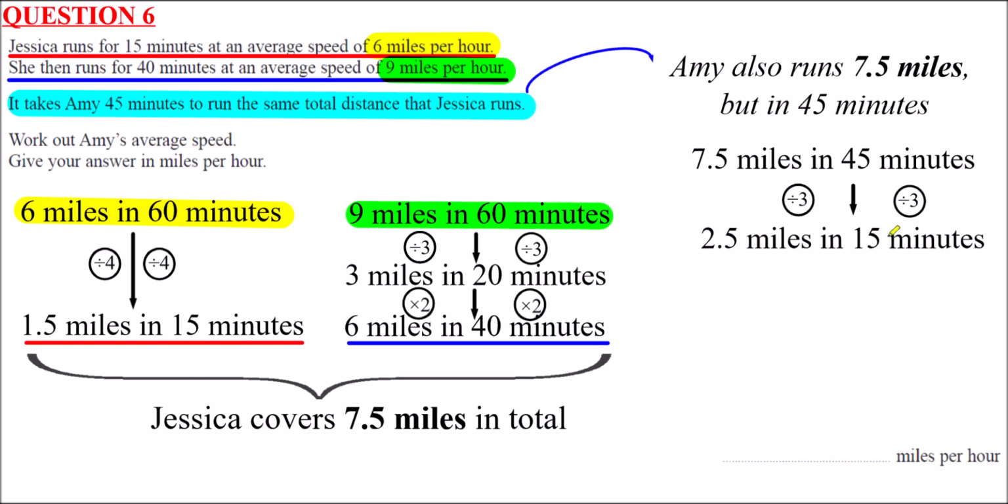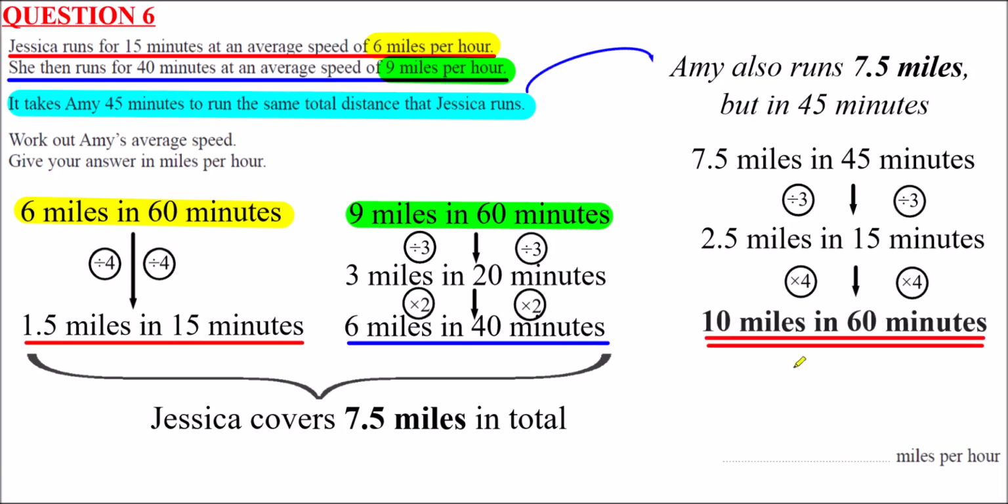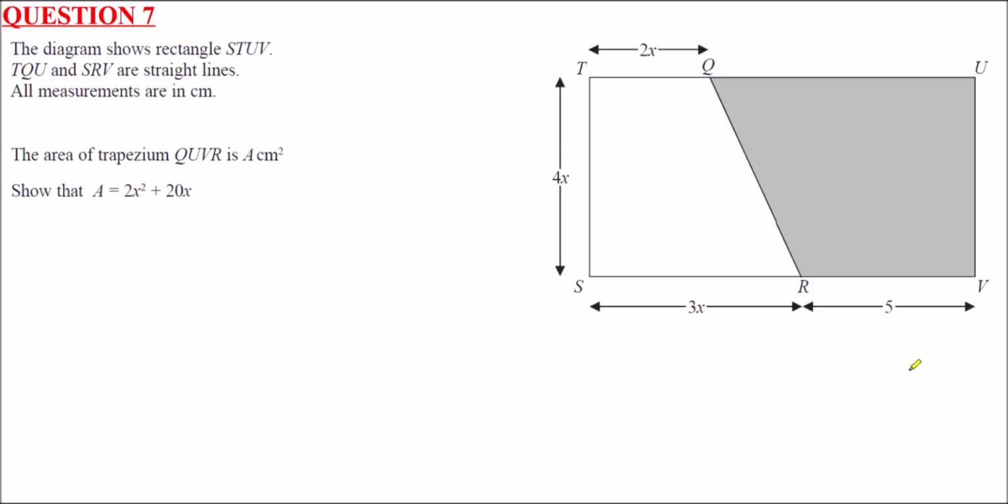So if we now multiply by 4 to get to the full 60 minutes, the full hour, we must therefore realise that she does an average of 10 miles in 60 minutes. In other words, 10 miles per hour, and that is our final answer, 10 miles per hour.